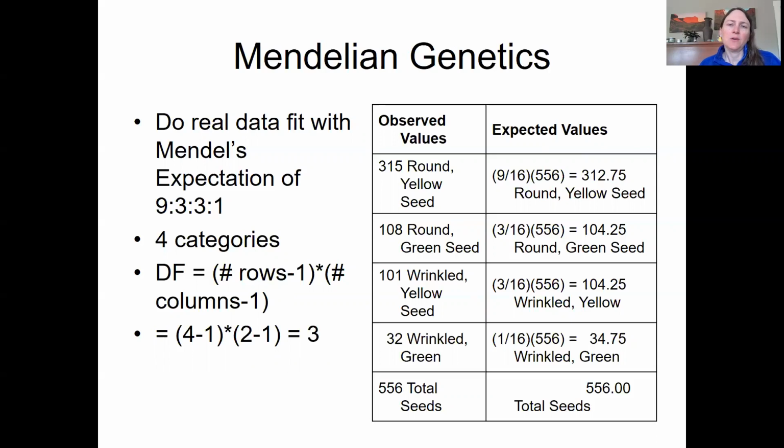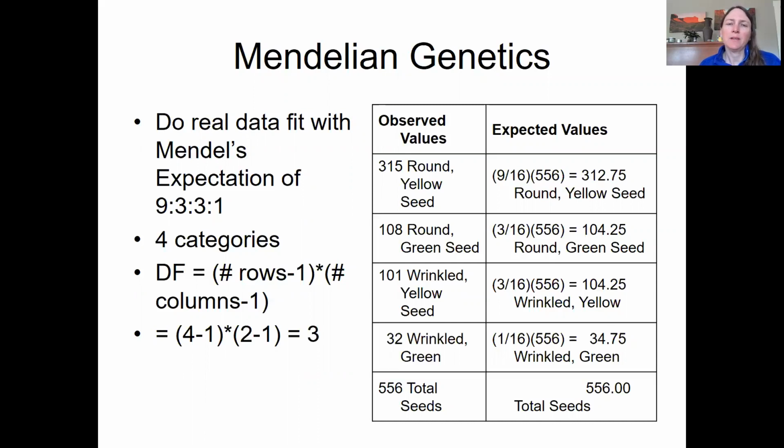And so if being round is a dominant trait and being yellow is a dominant trait and being green and wrinkly are both recessive traits, then you would expect to get ratios of 9 to 3 to 3 to 1. So 9 round yellow seeds, 3 round green seeds, 3 yellow wrinkly seeds, and 1 wrinkled green seed out of every set of 16 seeds. So you have 4 categories in this case.